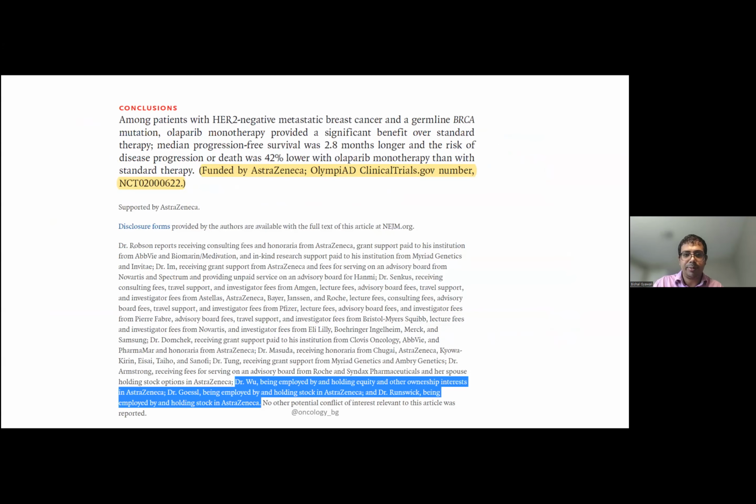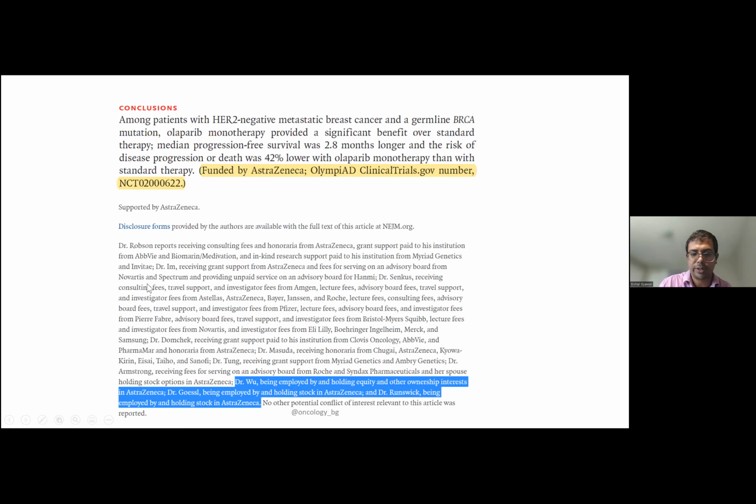One more example. This is from the Olympiad trial. Again, it says funded by AstraZeneca, that makes olaparib. And then again, in the authorship team, you can see that Dr. Wu is employed by and holding equity and other ownership interest in AstraZeneca. They are being employed by the company. These are employees of the company who are in the authorship team. This is not just doctors having some financial conflicts, but they're actually being employed by that company. So the employees of that company are writing the paper, of course, in collaboration with other medical doctors and trialists.